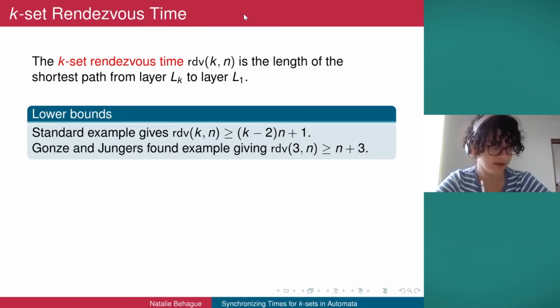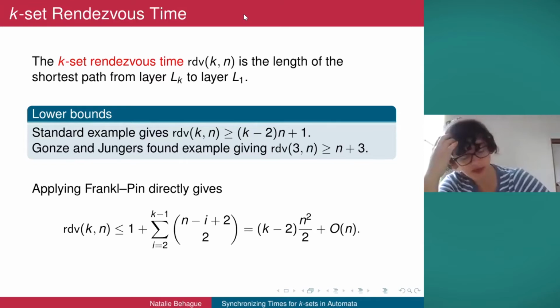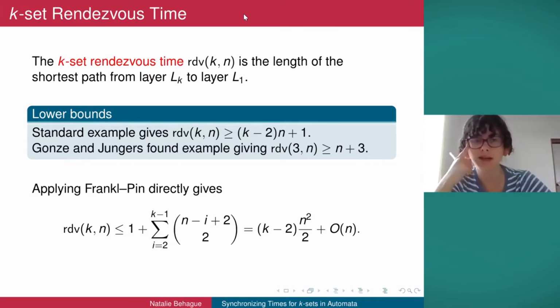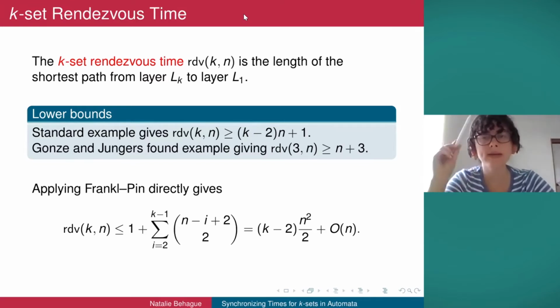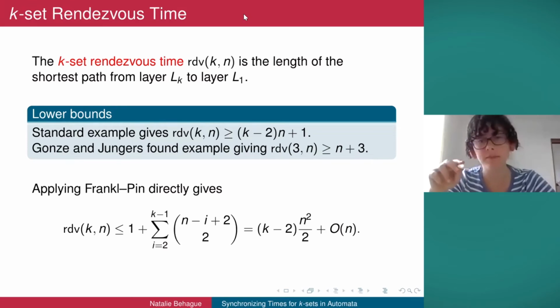Okay, what about upper bounds? Well, we can do a stupid thing. We can apply Frankel-Pin directly. So for the k-set rendezvous time, we can pick something in layer k that takes 1 step to get down to the next layer, just something with an arrow down to the next layer. And then apply Frankel-Pin from there on in.